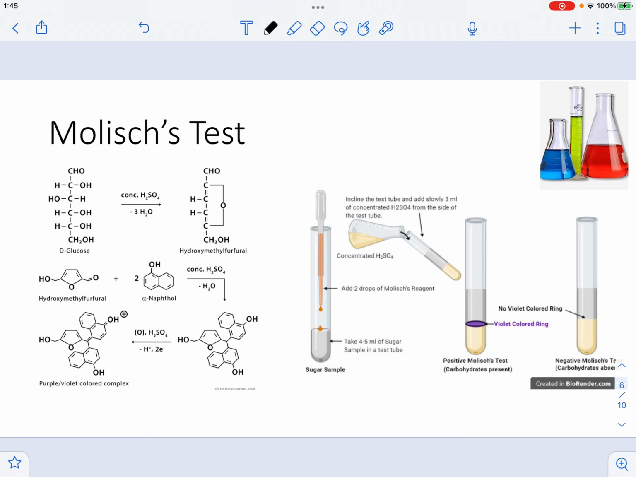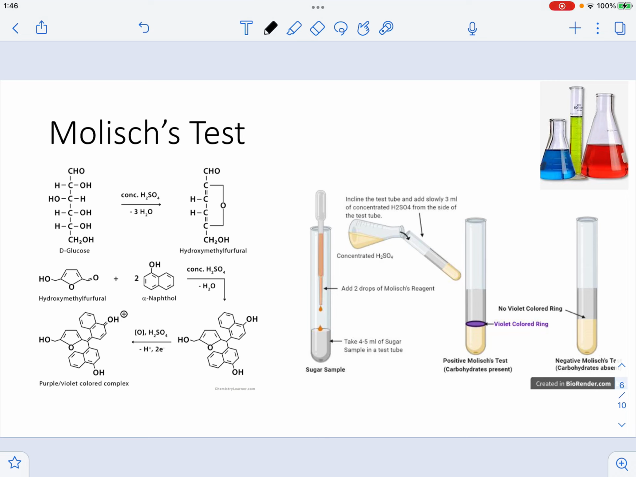There are a variety of chemical tests that can be utilized in order to identify if a sample has carbohydrates or is very specific in the type of carbohydrate that is in there. So in this experiment, you will be doing 5 different chemical tests. And the first one is the Molisch test.